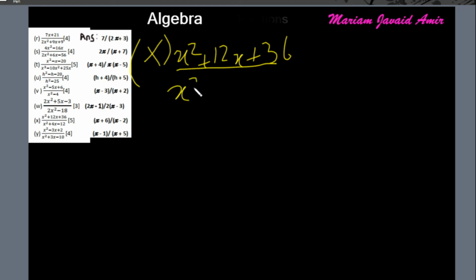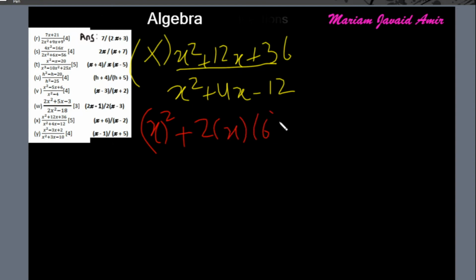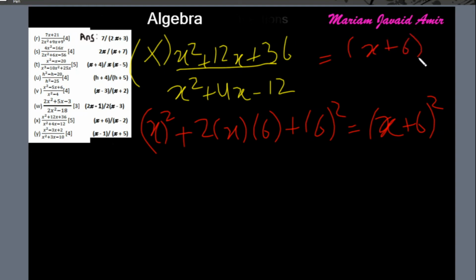Part X is x square plus 12x plus 36, and the denominator is x square plus 4x minus 12. Now I can simply factorize the numerator using the formula a square plus 2ab plus b square equals a plus b whole square. So the numerator can be written as x plus 6 whole square.